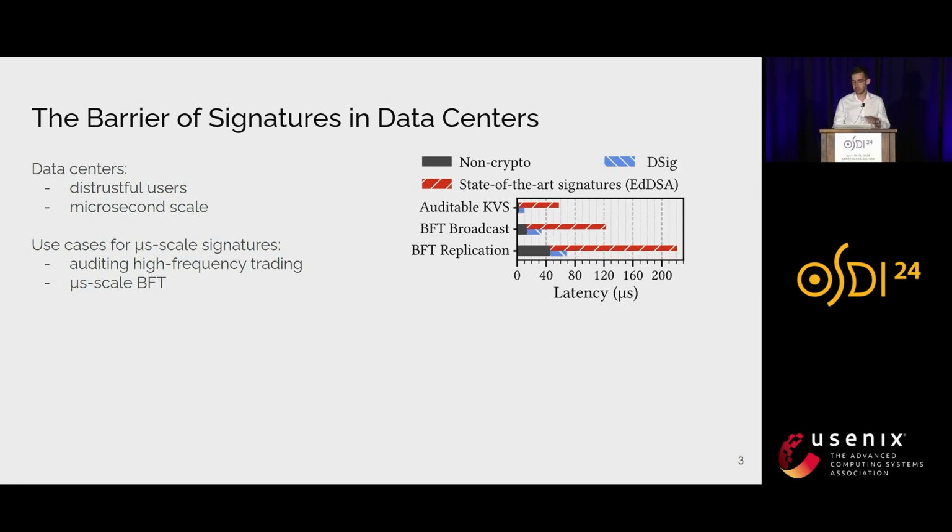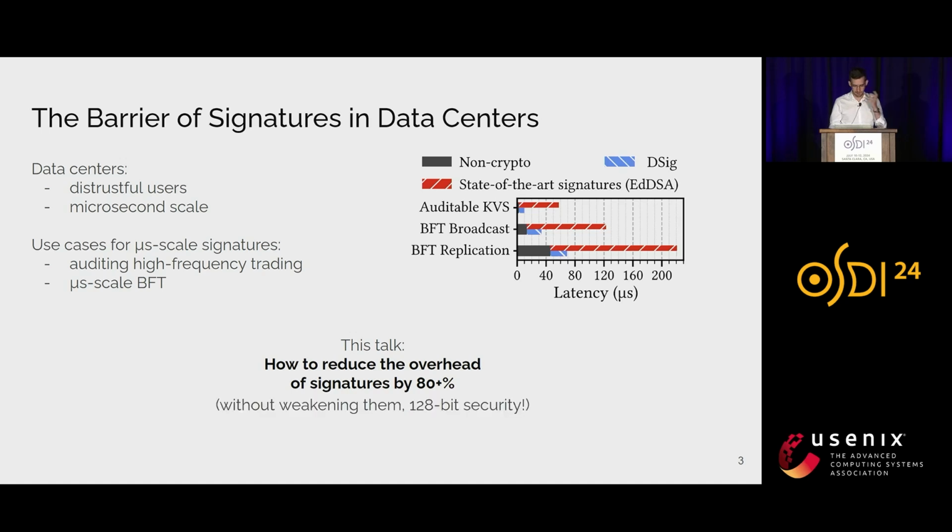What we propose, thanks to DSig, is to drastically reduce this overhead so that you can finally have these protocols at the microsecond scale. And this is what this talk is going to be about: how to reduce the overhead of signatures by 80+%. And a cool thing is that we do so without weakening the signatures. That is, if you use DSig, you're still getting the 128 bits of security that, for instance, EdDSA would provide. Okay, so how do we get there?